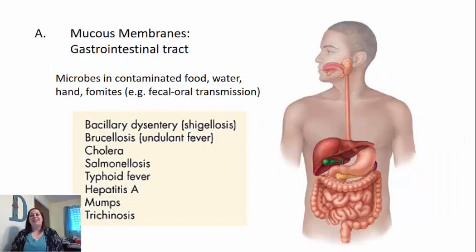Another mucous membrane where they can gain access is through the gastrointestinal tract. This comes from microbes that are in contaminated food, water, your hands, or even fomites. This is known as the fecal-oral route because a lot of times these are going to be found in the feces, and if individuals don't wash their hands well and things go into the mouth, this can be transmitted. So you have bacillary dysentery, also known as Shigella. We have brucellosis, undulant fever, cholera, salmonellosis, typhoid fever, hepatitis A, mumps, and trichinosis. These are all just examples of those that can gain access through the membrane of the gastrointestinal tract.